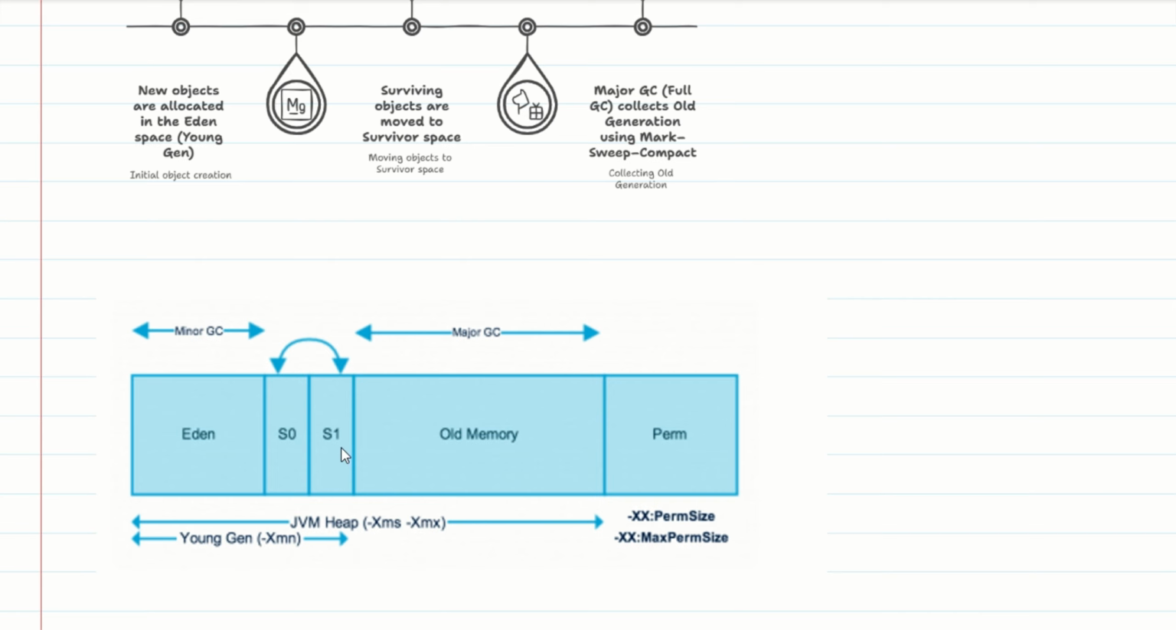As I mentioned, the major GC or full GC happens less frequently, and it collects the old generation using mark, sweep, compact, the basic algorithm. It can also cause stop-the-world pauses, and maybe it's slower as well. So objects that live long enough in survivor spaces are promoted to the older generation.